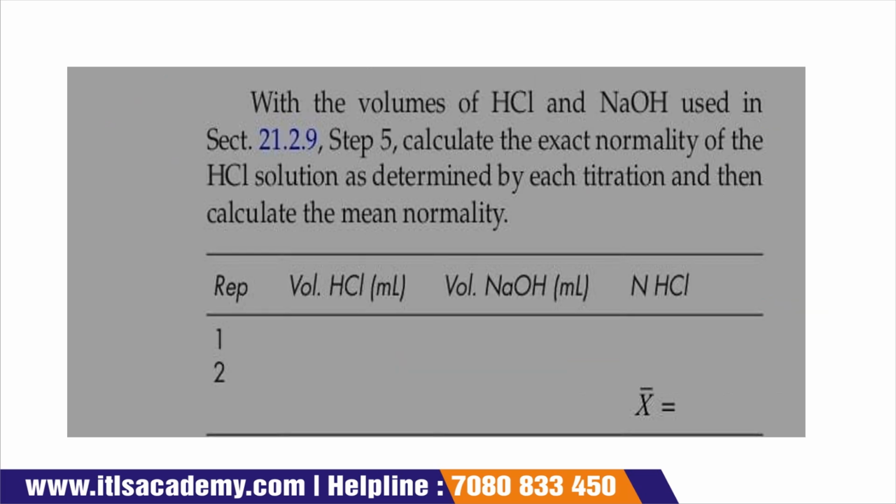Now with the volume of HCl and NaOH which is used in the above section, that is step 5, we have to calculate the exact normality of the HCl solution, determined by each titration, and then we have to calculate the mean normality. Here the volume of HCl that is used and the volume of NaOH that is used, and here is the normality of the HCl, and with the help of this we calculate the mean.